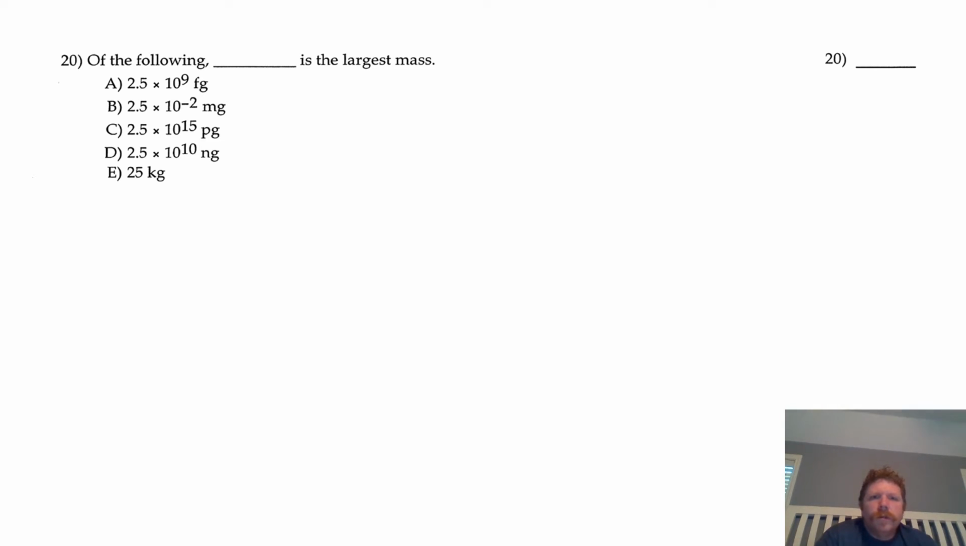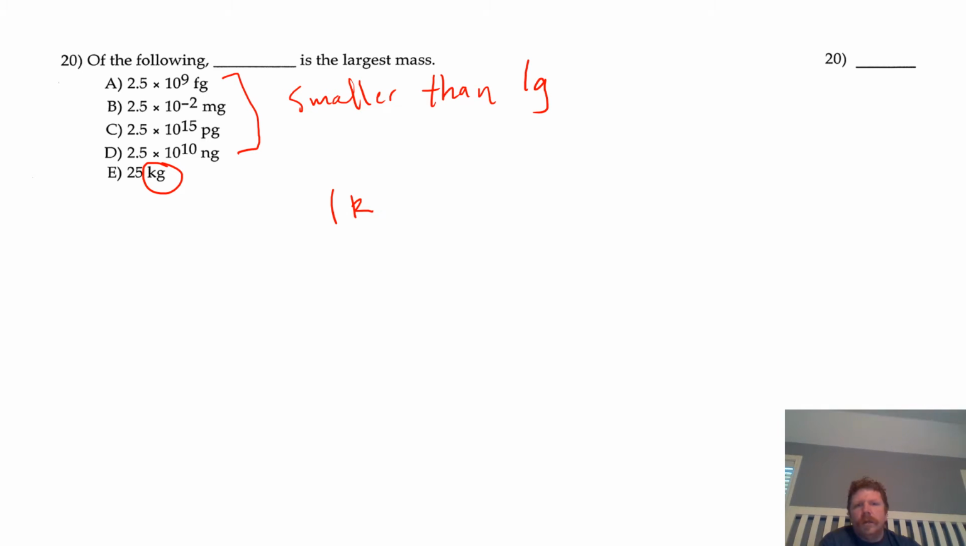Of the following, which of the following is the largest mass? Okay, so we can look at all of these. This is a little bit of a discrete question. You just have to know these numbers. And I'm going to skip looking at the numbers, and I'm just going to look straight at the units. Femtograms, fg, that's a very small amount. Milligrams, that's a manageable amount. Picograms, nanograms. Okay, so all of these are smaller than 1 gram. Kilogram, 1 kg is equal to 1,000 grams.